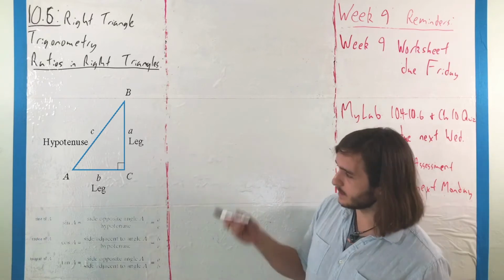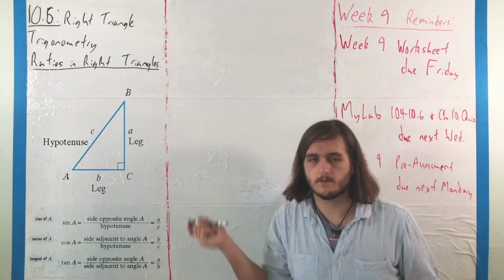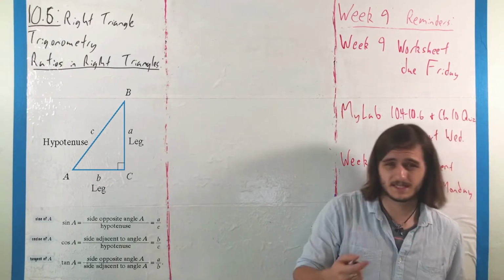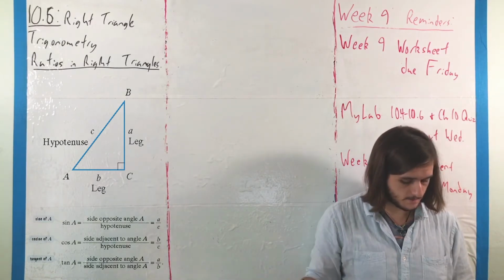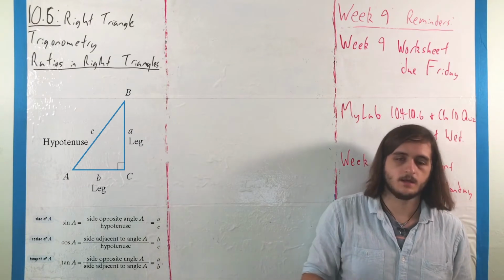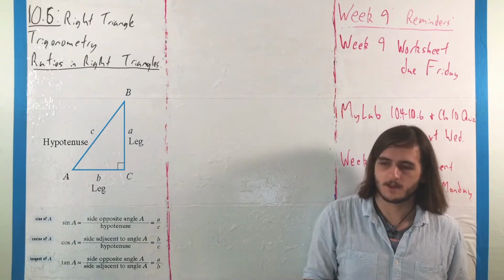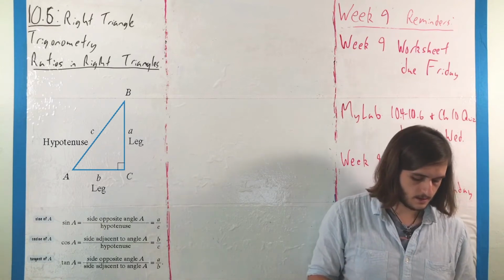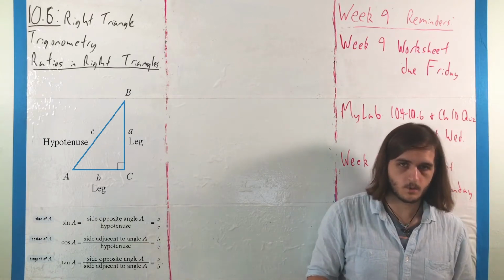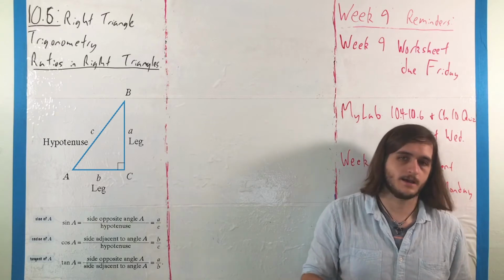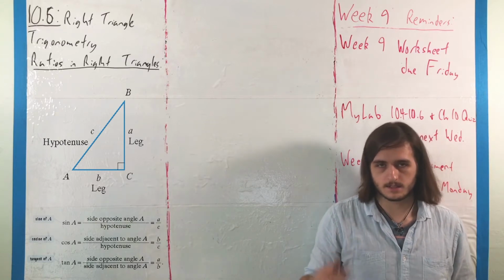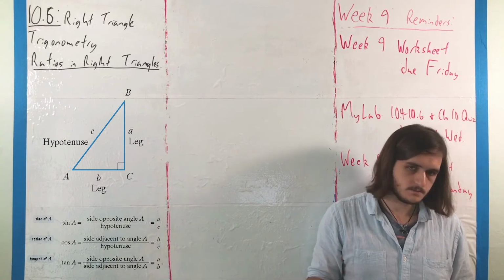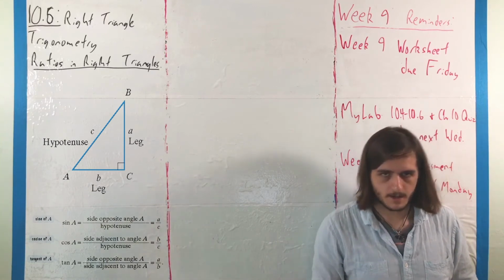From this, we can then determine some more information in terms of some special functions that you should have heard of before, called sine, cosine, and tangent, where if we look at the sine function applied to the angle A, we will get that this is equal to the ratio of side lengths A and C, that is the length of the leg opposite over the length of the hypotenuse.